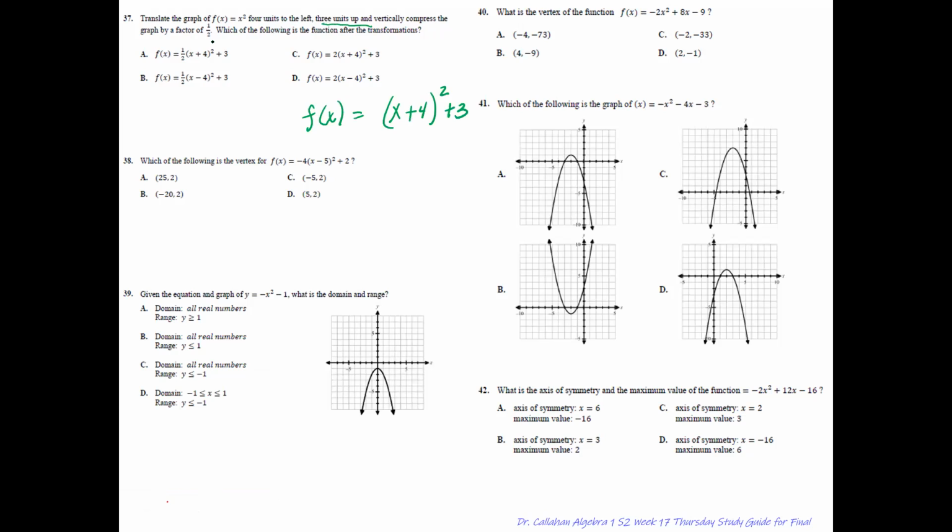Compress it, which means you're going to make it skinnier. So if you're going to make it skinnier by 2. And which of the following is a function of this? So match it. Which one does it look like?